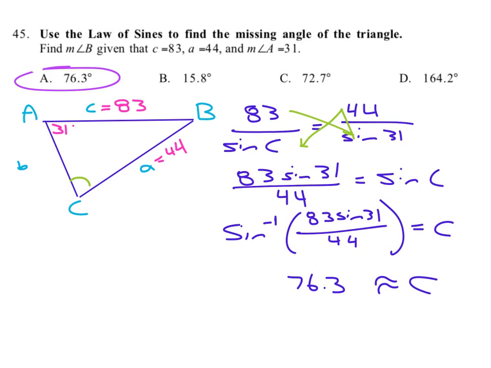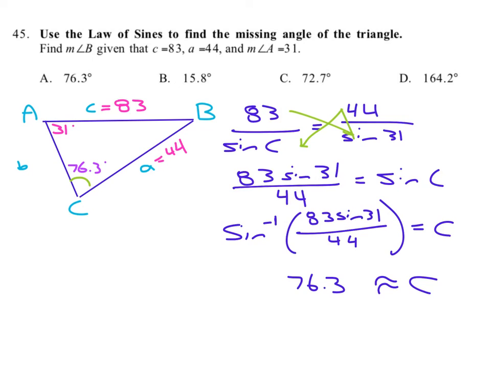Busted. No, it's not A. Remember, we found an angle that's not the angle we're looking for. And you might have already caught that, and you say, hey, you didn't get me on that one, Mr. Massey, I already knew that one. What we just found is angle C, 76.3 degrees, but what we want is angle B.